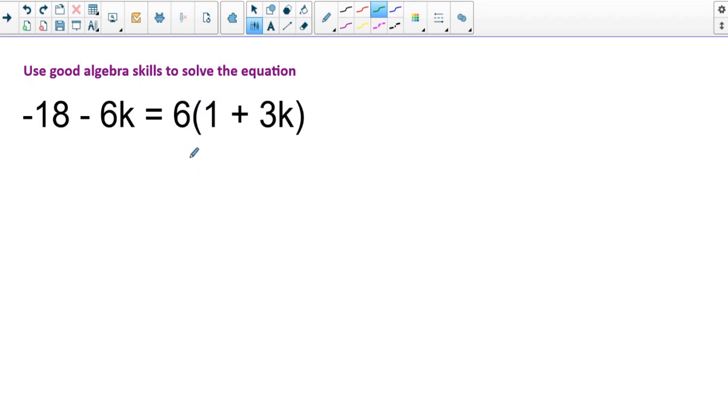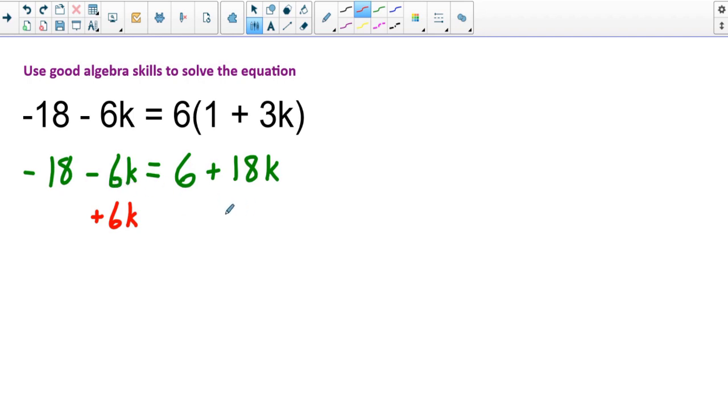6 times 1 is 6. 6 times 3k is 18k. I'll just bring down everything else that I didn't change, so bring down the negative 18 and the negative 6k. Let's look at what we can change next. I could add 6k to both sides to get rid of this negative 6k, or I could also add 18 to both sides. It's really up to whichever way you think is easier. So let's go ahead and add 6k to both sides.